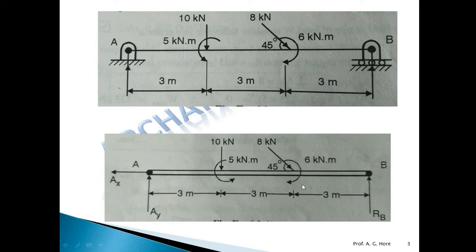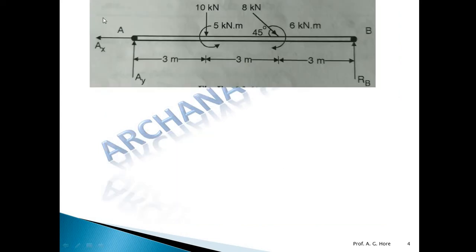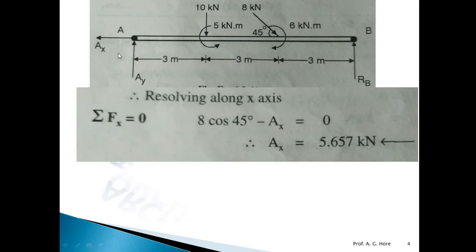Now apply one by one on this FBD. In this FBD, the unknowns are AY, AX and RB, 3 unknowns, and we have three equations, so we can find these 3 unknowns. First apply summation Fx. AX is towards the left side, so minus AX. This 8 kilonewton force is the inclined force, so its horizontal component is towards the right side. This is the fourth quadrant force, and the angle is with x, so that is 8 cos 45. So 8 cos 45 minus AX equals 0, so we will get AX.